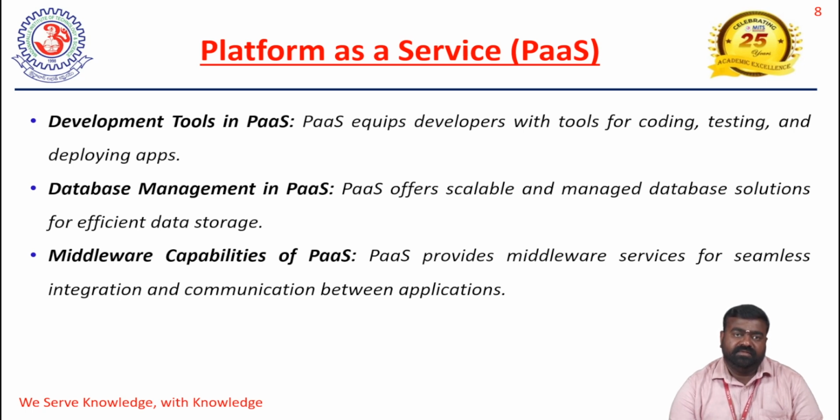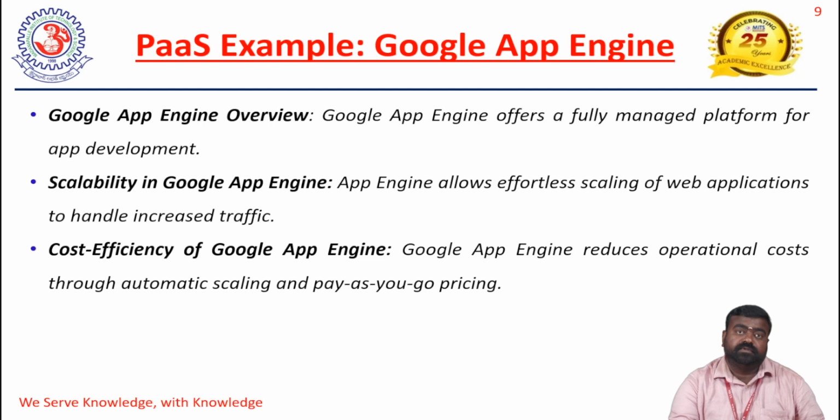And we also have the middleware capabilities of Platform as a Service. Middleware provides support between lower level applications and higher level applications in order to provide seamless communication between the users and their applications. So these are the different kinds of service models. Next, the example I will take is Google App Engine. With the help of Google App Engine, we can provide a different environment for the user to develop their applications, and it also provides scalability and cost efficiency for their application engine.